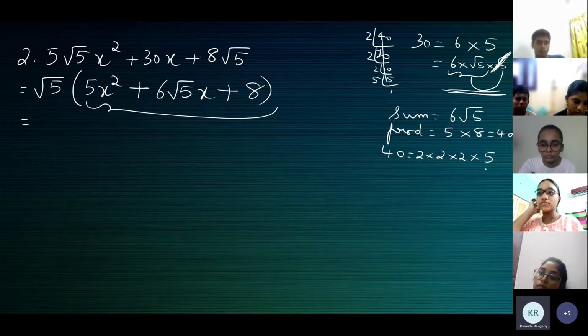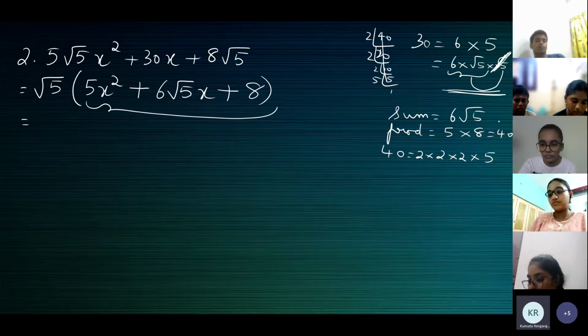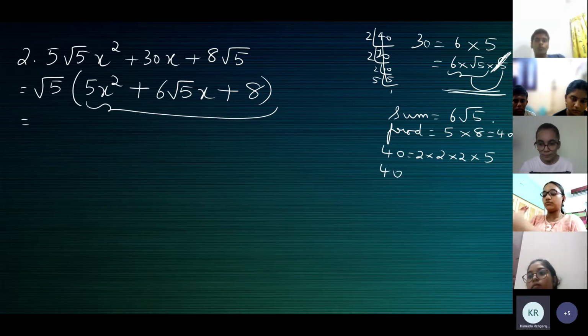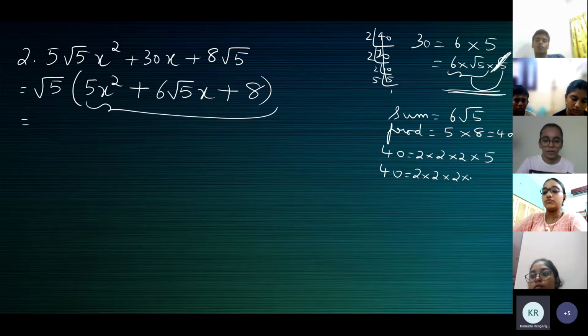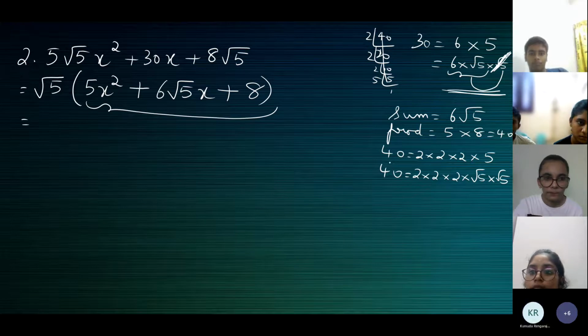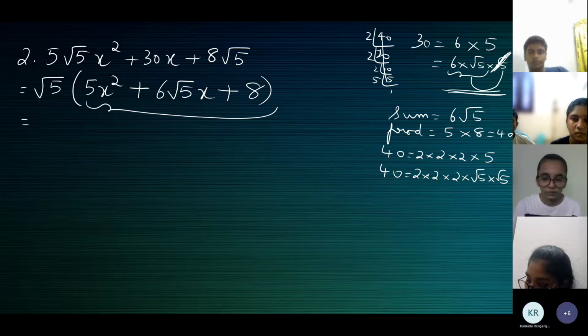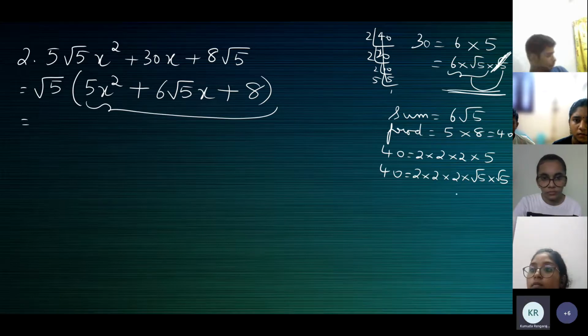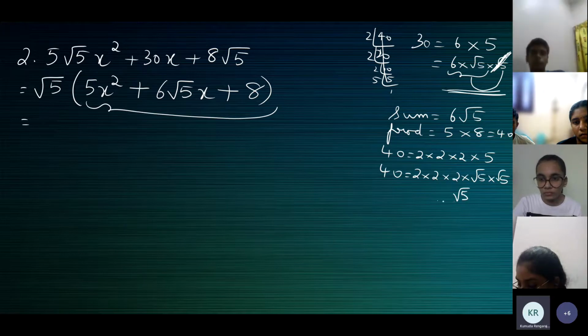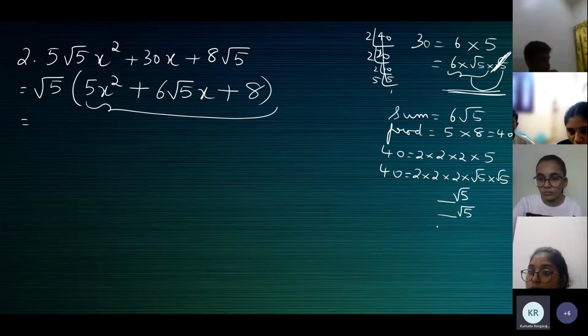Instead of doing this, we just write it straight away like this: 2 into 2 into 2 into 5. But since the sum is 6 root 5, write all the 2's as they are, and write 5 as root 5 into root 5. Now you need to get 6 root 5. So what are the two factors? Both the numbers should have root 5 in it. Only then you will get the sum 6 root 5.